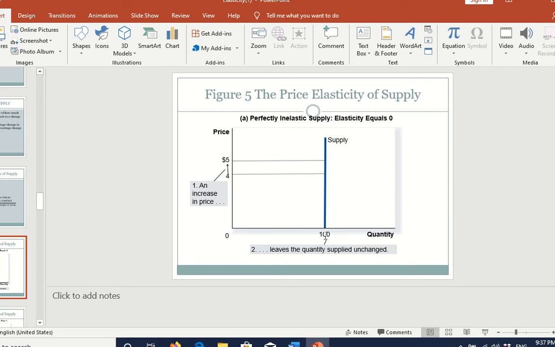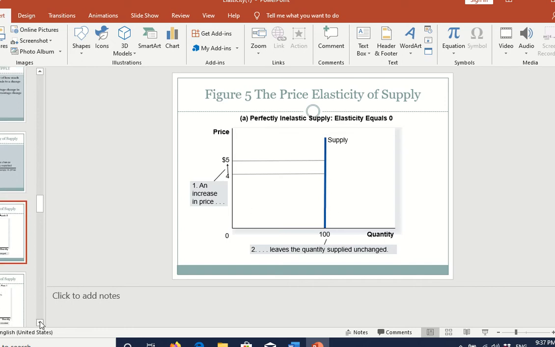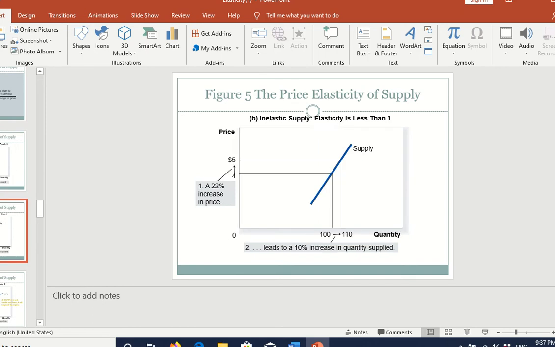So that means sellers do not have a lot of flexibility. Well, actually, I should say they do not have any flexibility at all in changing the quantity supplied. So the quantity is fixed at 100 units regardless of the change in the price. So we have a vertical supply curve here. And then we have a normal looking upward sloping supply curve.